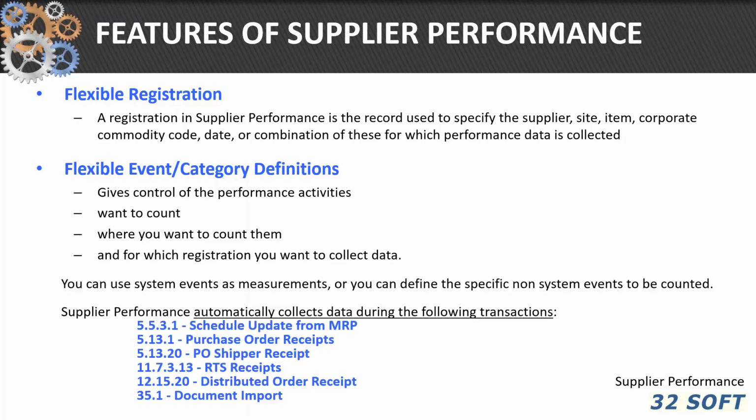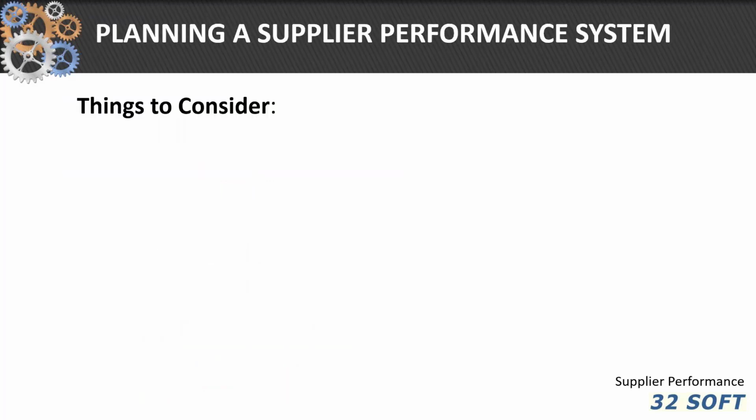And the supplier performance, if you elect to, can automatically collect data for the performance measurements for 5531 supplier update, purchase order receipts, PO shippers, RTS receipts, even interfaces with services support and DRP. So it's very, very effective.